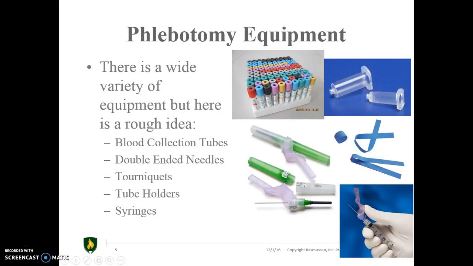Now, you can also draw back with syringes, and just like giving any sort of injection, they're the same thing. They come in all different sizes and shapes. Typically anywhere from 5 to 20 milliliters are what we'll use for blood draws.